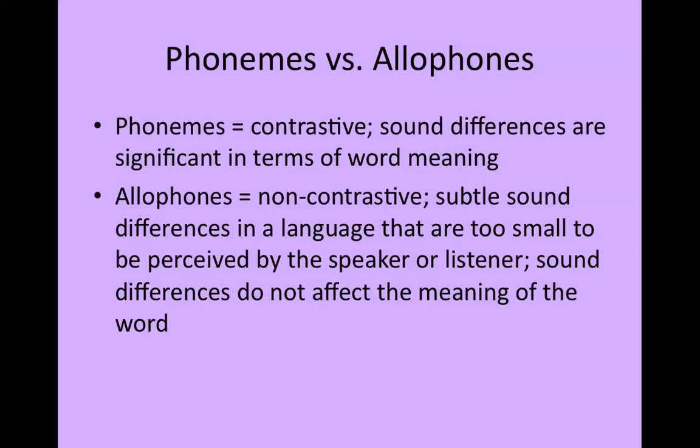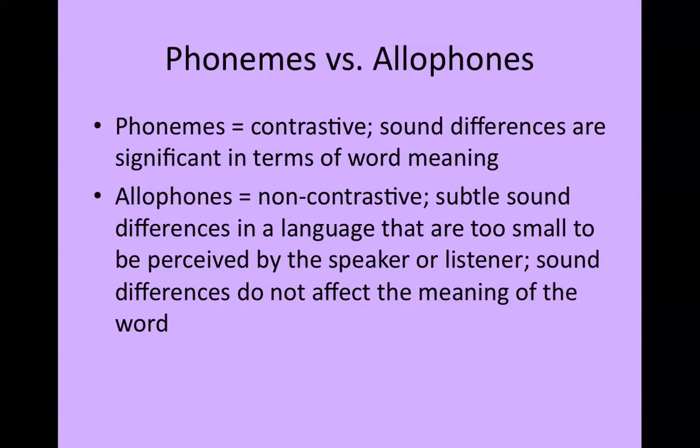You heard me say phonemes and allophones. Well, let's define the two, as we'll be talking much about this throughout the video. Phonemes are contrastive. They're sound differences that are significant in terms of word meaning. So I'll give you more examples later on. But allophones are non-contrastive. They're just subtle sound differences in a language that are too small to really be perceived by a speaker or listener, but the sound differences do not affect the meaning of the word.